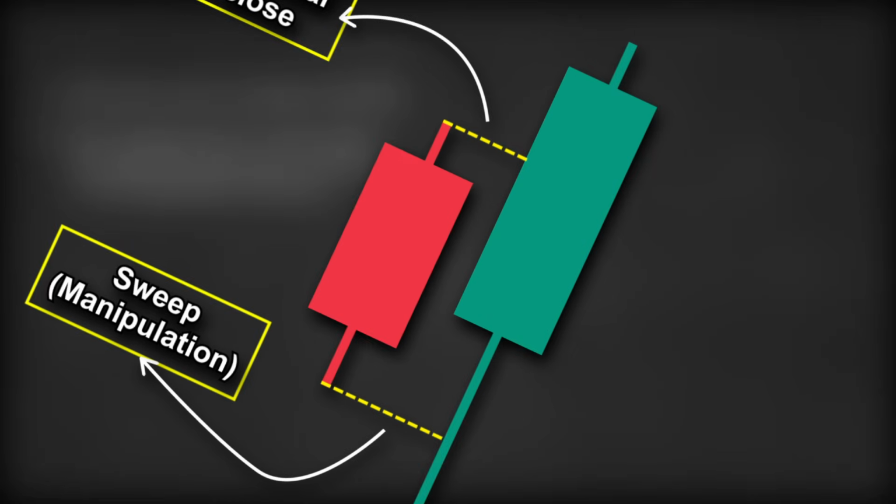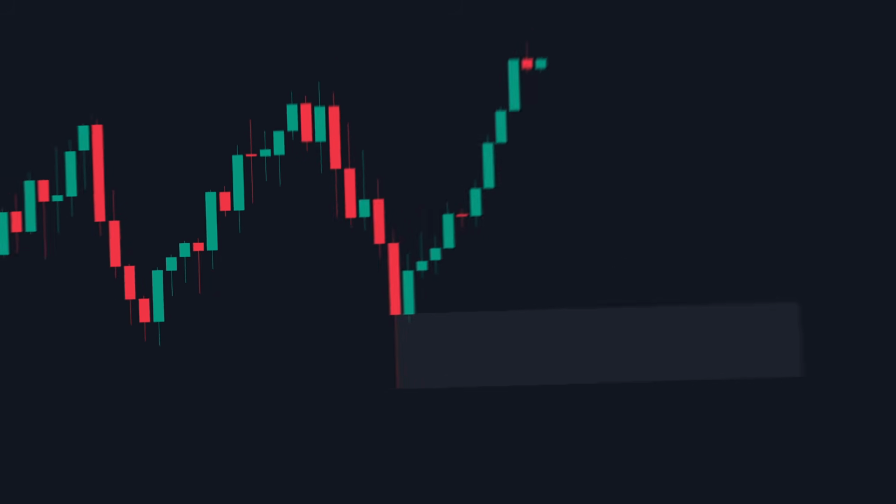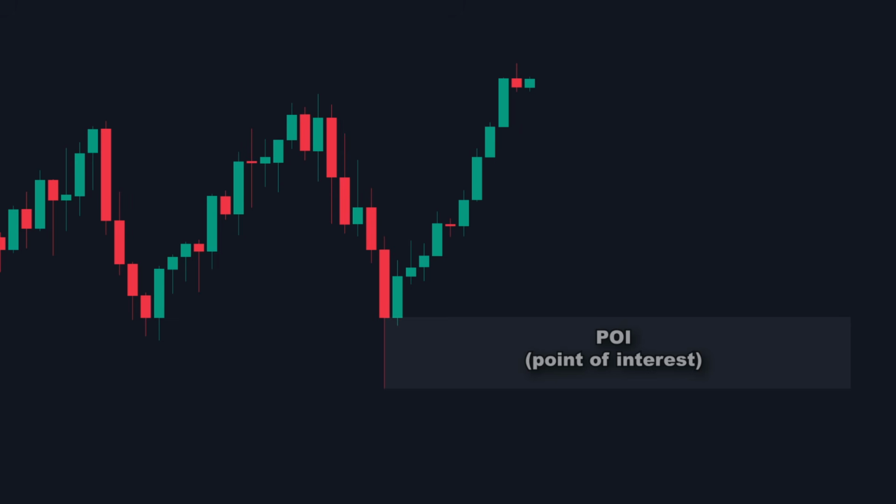That's the signature. When you spot it, the wick itself becomes a POI, a point of interest, the zone where you wait for price to come back and pull the trigger. Not the body of the candle, the wick.